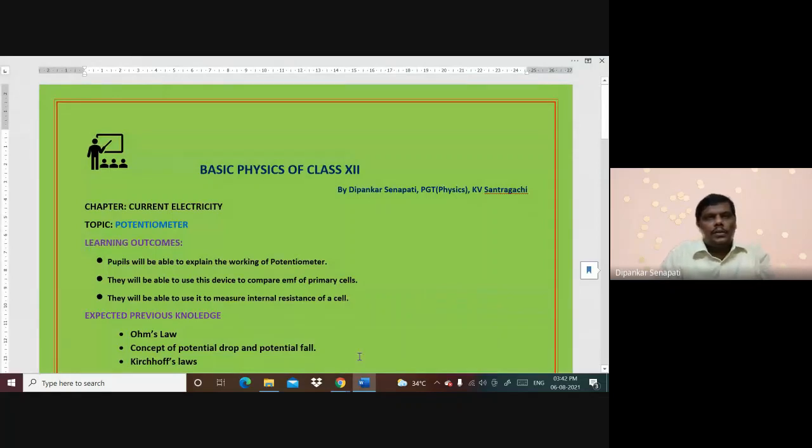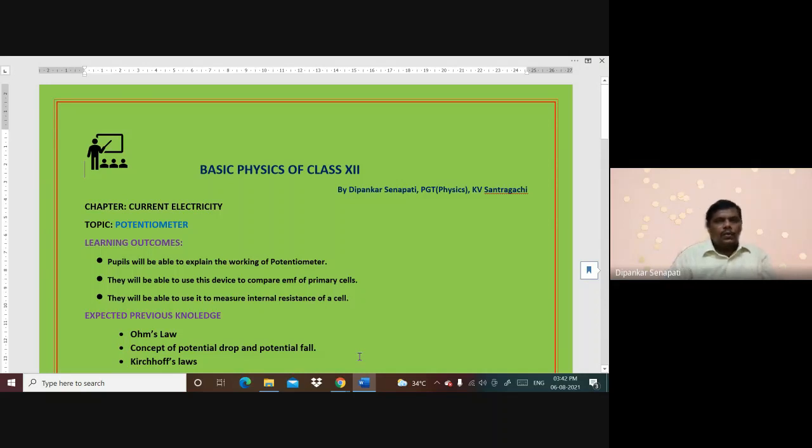Dear learner, in continuation with the chapter current electricity, today we'll discuss about potentiometer. We'll understand the working of potentiometer. After learning this topic, you will be able to explain the working of a potentiometer. You will be able to compare EMF of primary cells using this device. You will be able to find the internal resistance of a cell using this device.